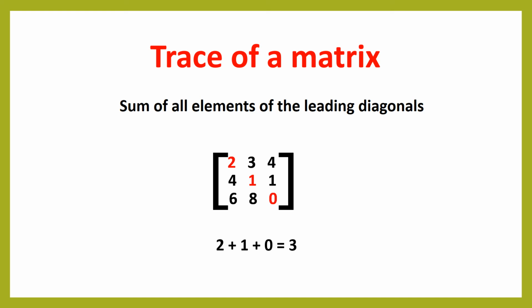When we add these elements, we get the trace of the matrix. That is 2 plus 1 plus 0 is equal to 3. So this 3 is called the trace of a matrix, that is obtained by adding the elements in the leading diagonal. So these are the basic concepts related to a matrix.